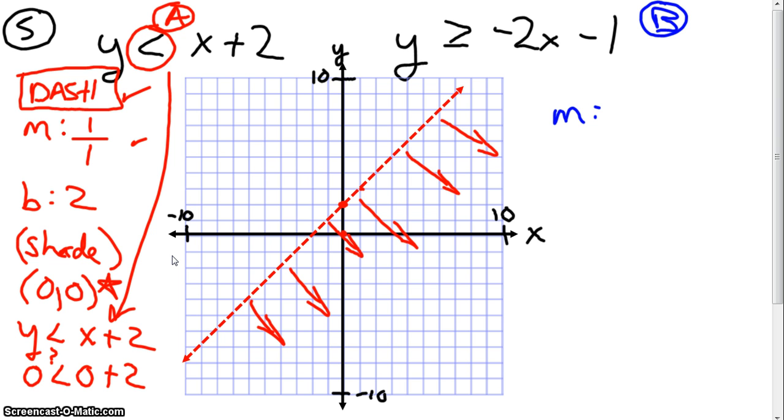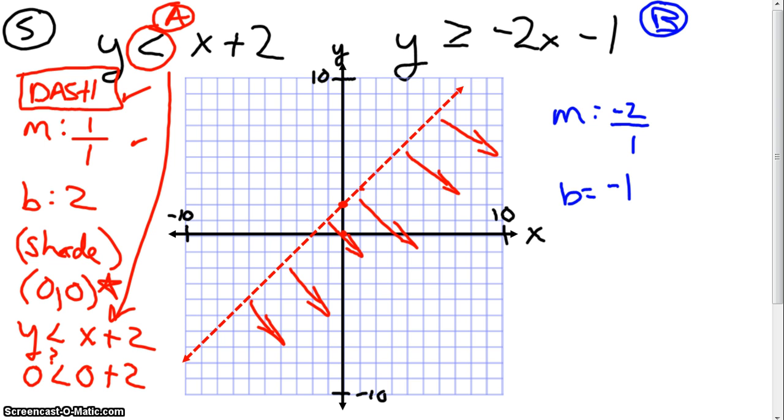The slope of this inequality here. Casey, look at this. It's in slope y-intercept form. Can you see the slope right here? -2 over what? Good. And the y-intercept is?